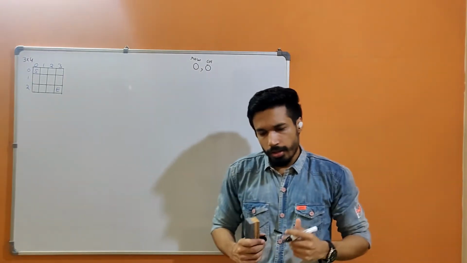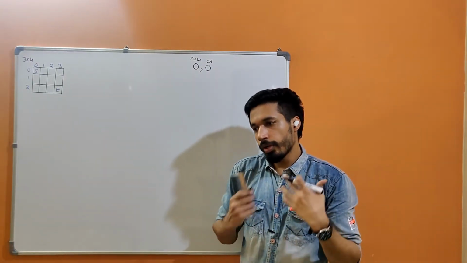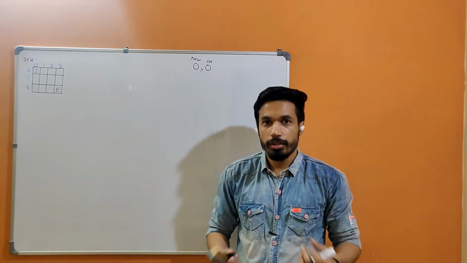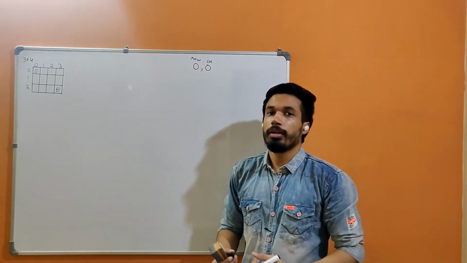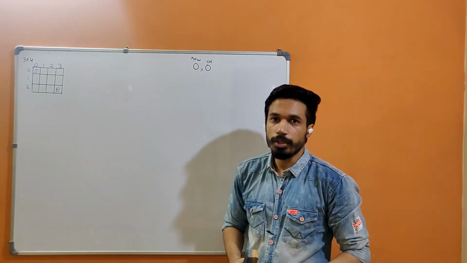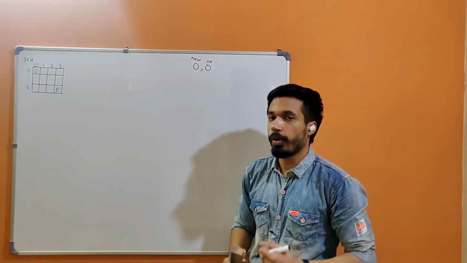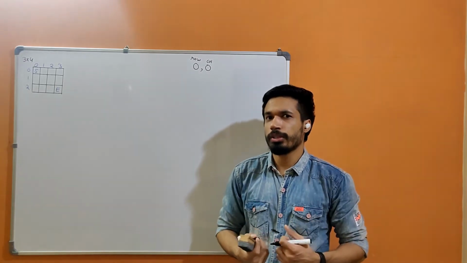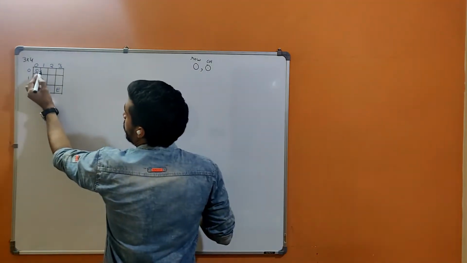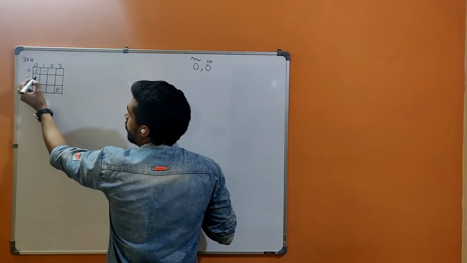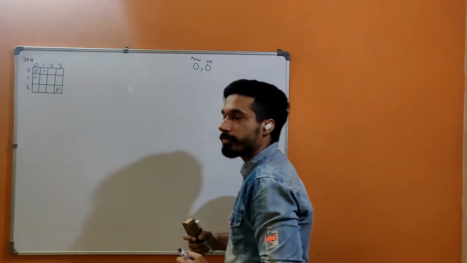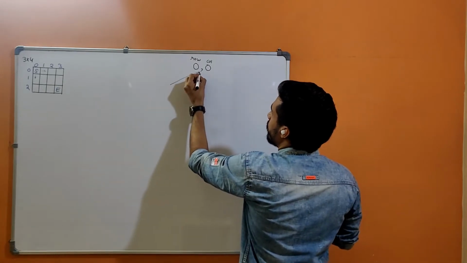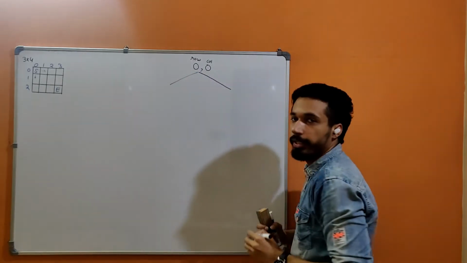Alright. Now there was also one point where we need to figure out all the possible paths from the current position. According to the problem statement, we can either go towards the left side of the matrix or towards the down side of the matrix. Either we can go from here or we can go here, right? So there are two possible paths in this matrix that we can take.